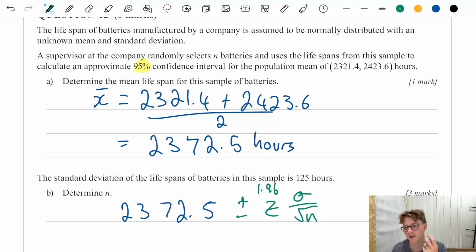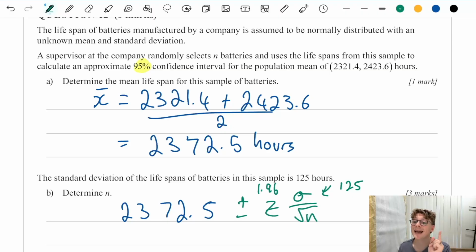There are ways to find that on the calculator, but it's so common in both methods and specialist that it's probably a number we already know. So I've got my 1.96. Now, I also know my standard deviation here is 125. So the only thing I have here to find is n. Notice I included both the plus and the minus. I have full choice to pick. I just want to pick one.